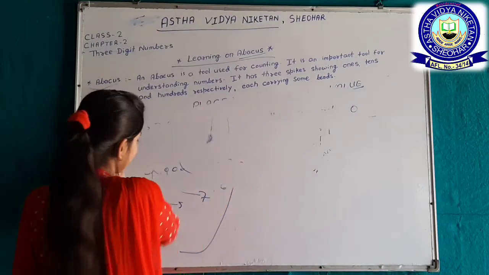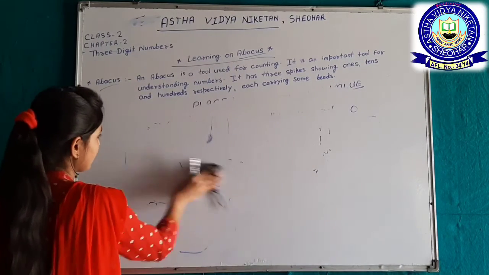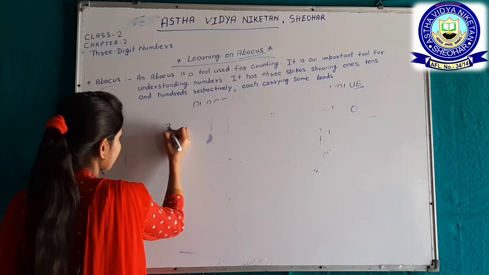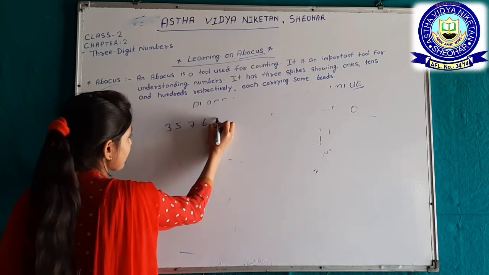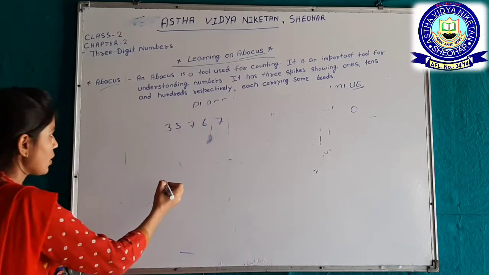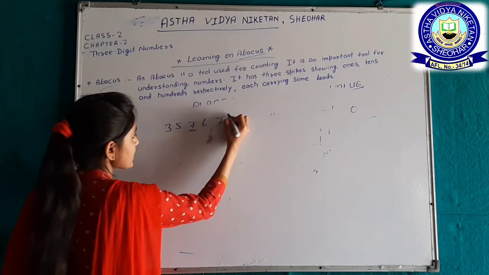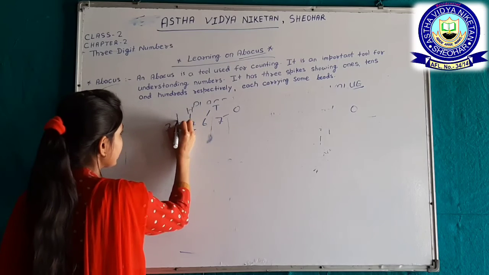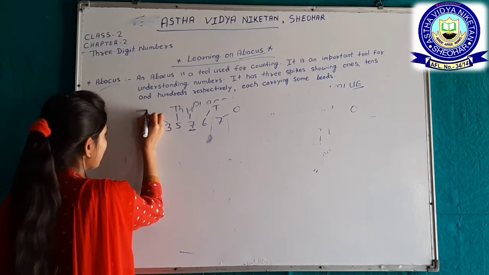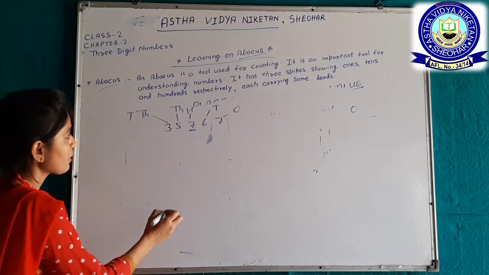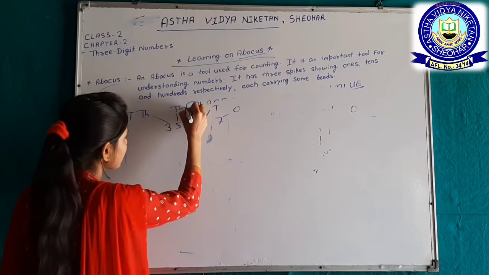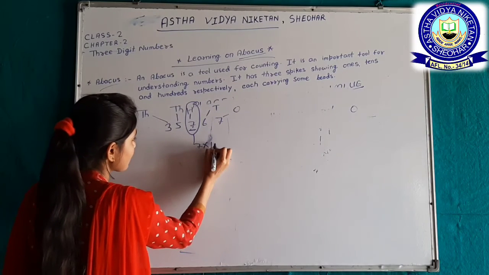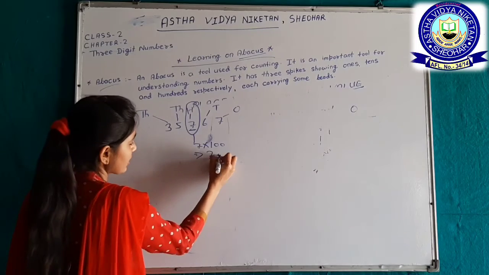Let's see another example. Here is some number. You have to find out the place value of this 7. This 7 is for ones, this 6 for tens, this 7 for 100, this 5 for 1000, and this 3 for 10,000. The place value of 7 depends on its position.